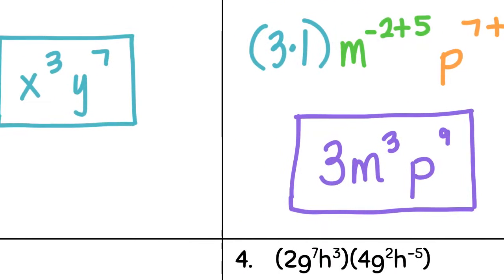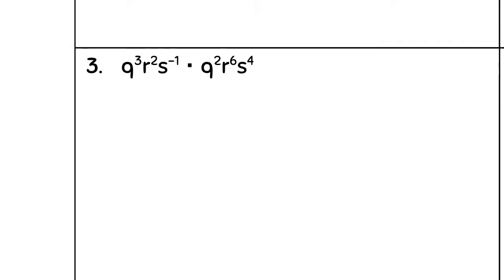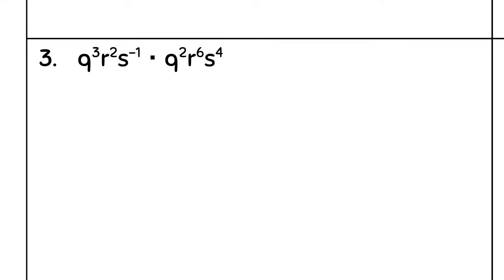Okay, let's look at our next problem. So we have q to the third power, r to the second power, s to the negative 1 power, times q to the second power, r to the sixth power, s to the fourth power. So we're going to combine like variables. So let's start with that q.